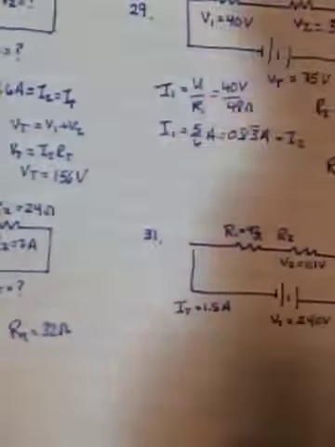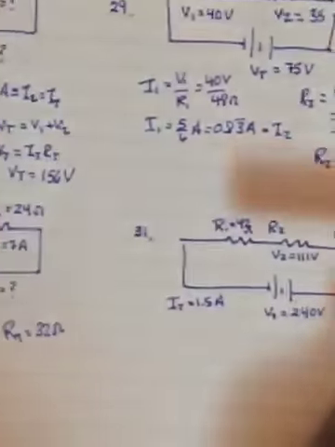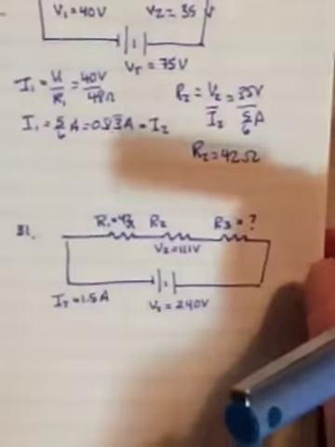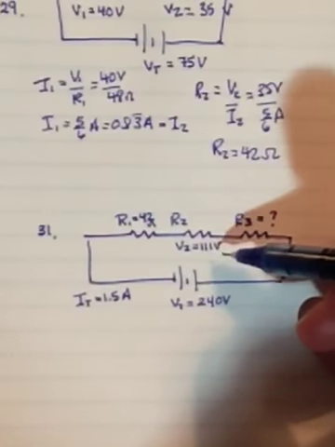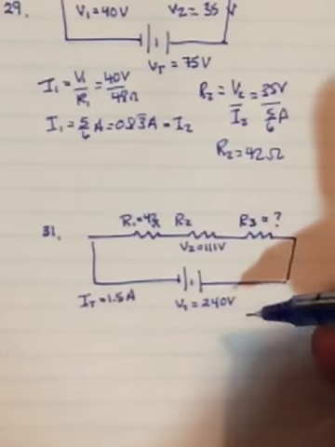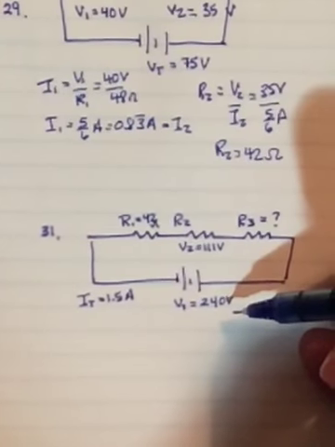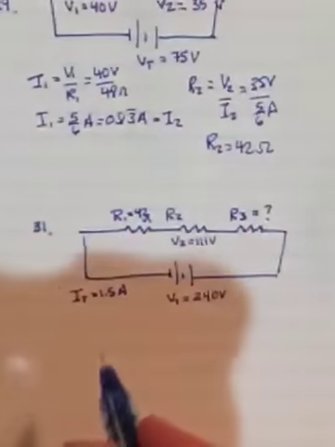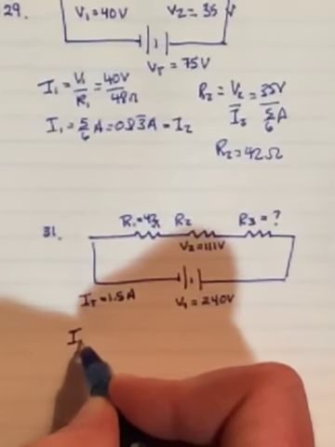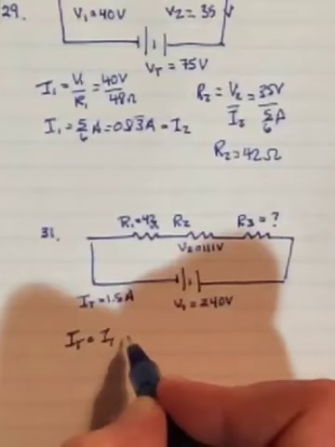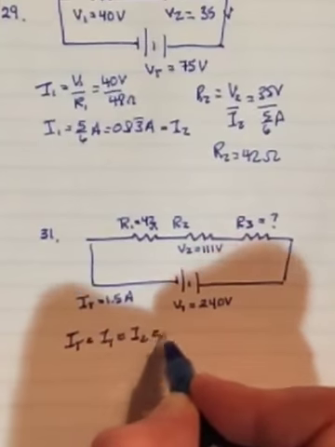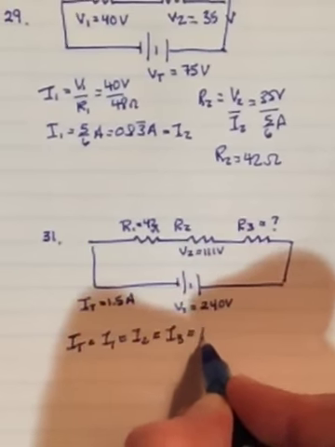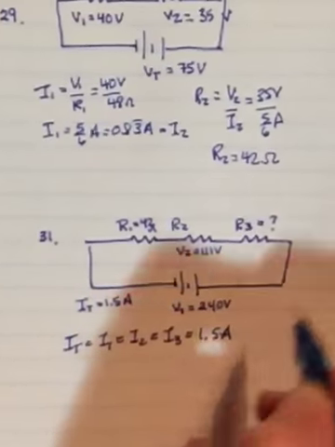Okay, that's number 30. Number 31 is 3 resistors. They tell us R1 is 42 ohms. They tell us V2 is 111 volts. They tell us V total is 240 volts. And they tell us I total is 1.5 amps. So if I total is 1.5 amps, so is I1, so is I2, so is I3. So all of these are 1.5 amps.